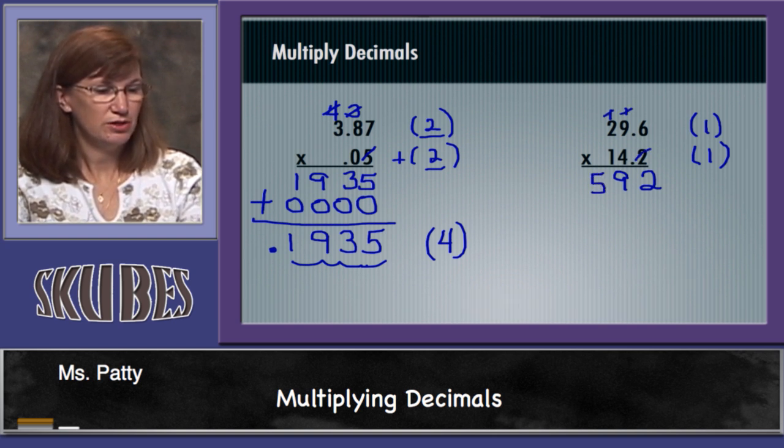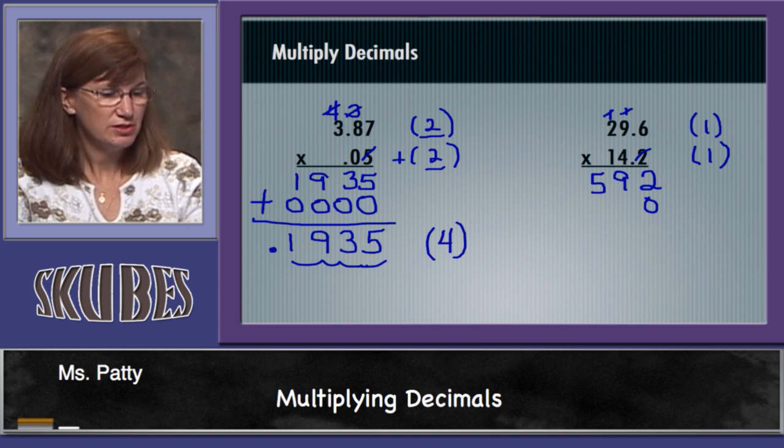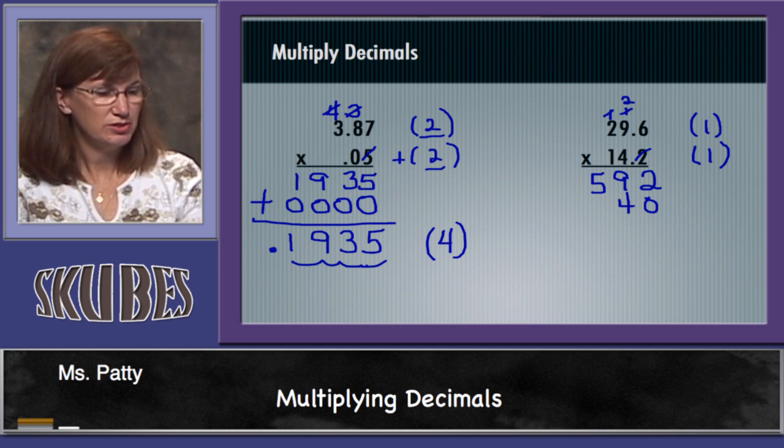Done with both of those. We're done with the number in our ones house. We'll put a 0 here. Now we'll multiply the 4. 4 times 6 is 24. We'll carry. 4 times 9 is 36, plus 2 is 38.